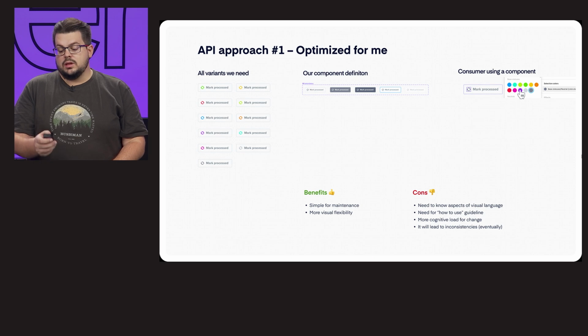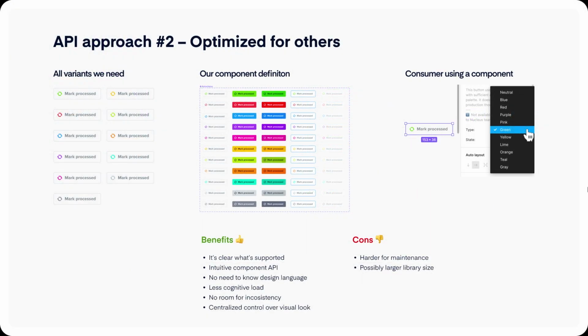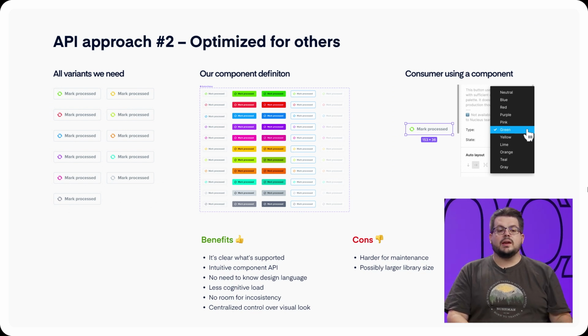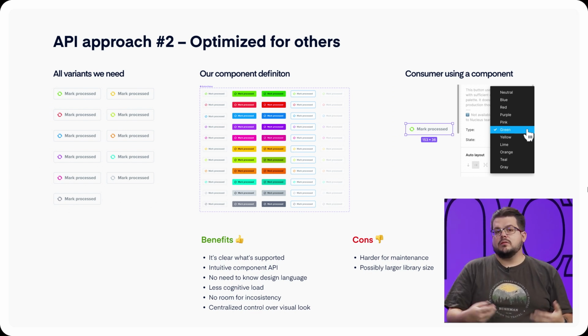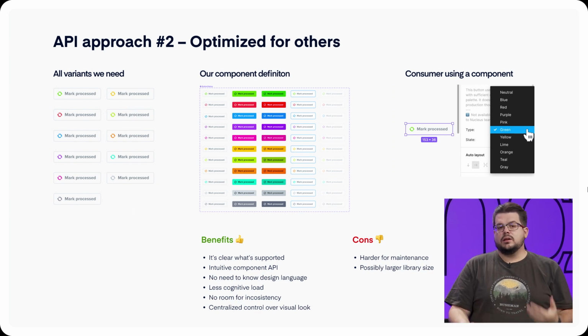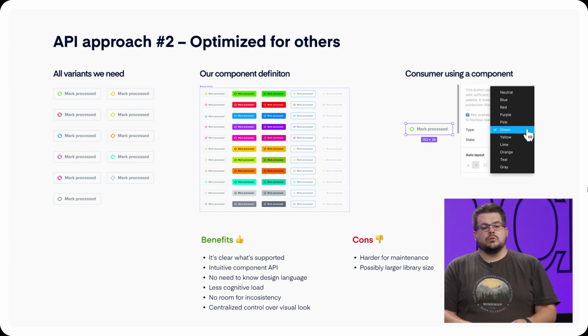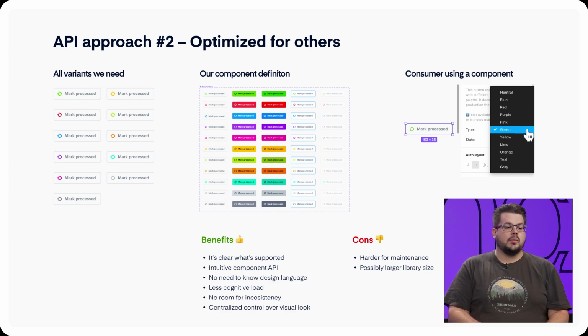There is a second approach that can be chosen for building a component that is optimized for others to use. The same button with 10 different variants. We can do the component definition where we define all the visual attributes of the component, and then designers will get variant controls in the right panel, and they can just pick which color they want to have. This is also great because it's super clear what's supported for the component. It is very intuitive for designers to use. It doesn't require a knowledge of visual language and a few more benefits. There are, of course, also cons, and the main one probably is that it's harder.